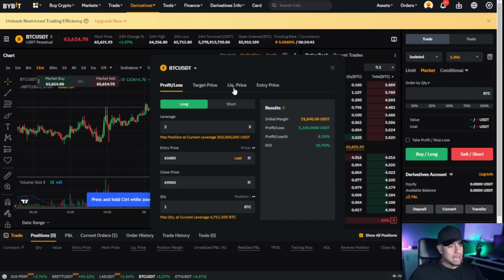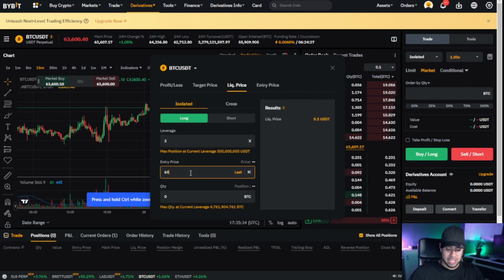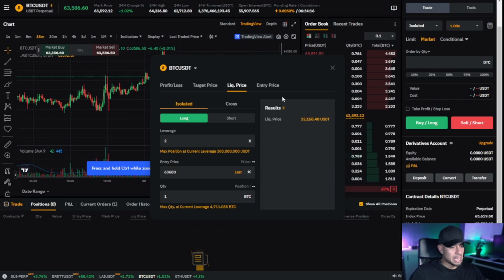All right. Now, this is good also to use to calculate your liquidation price, because let's say you want to know at what price you will be liquidated when you're using leverage. So back to 2x leverage, back to 1 BTC, entry price 63,680. And now you see liquidation price 32,158. So when price hits 32,158, I will be liquidated.